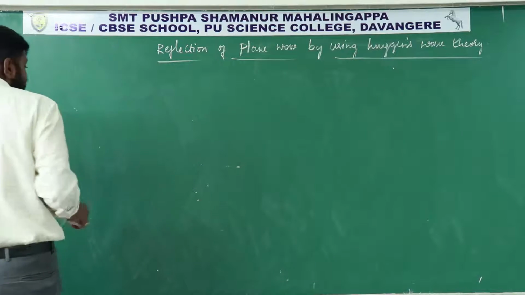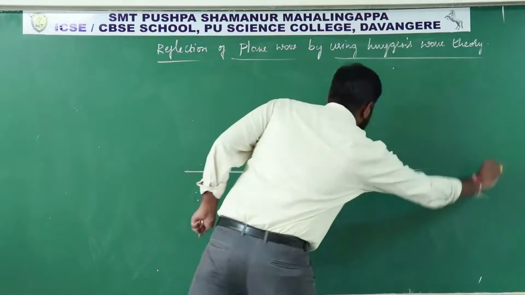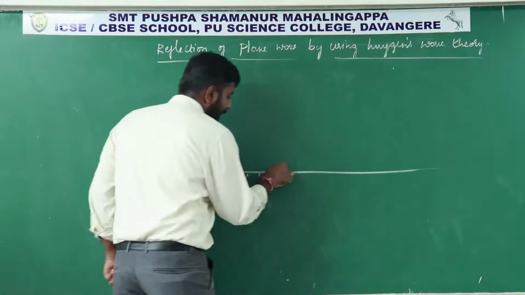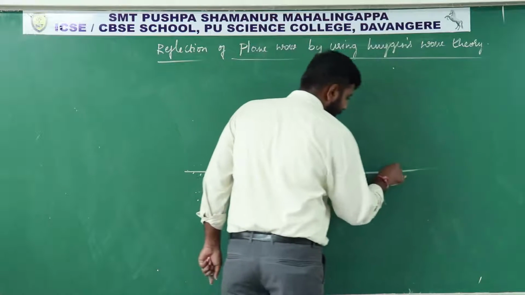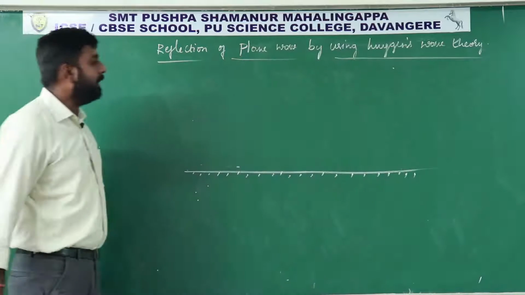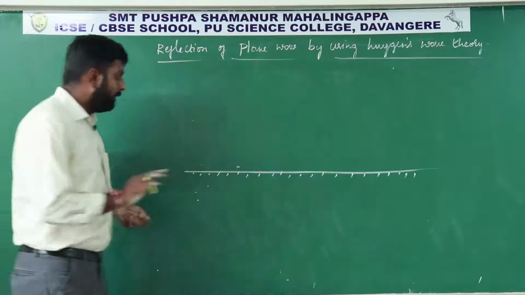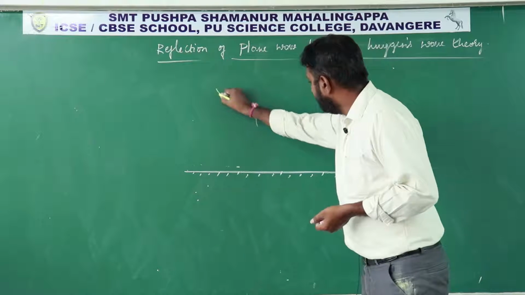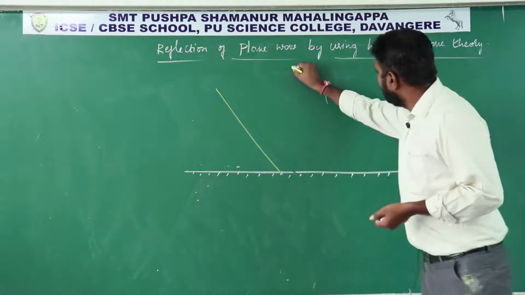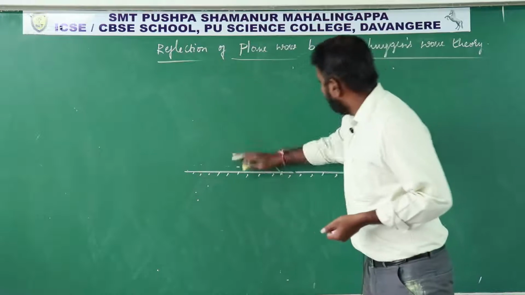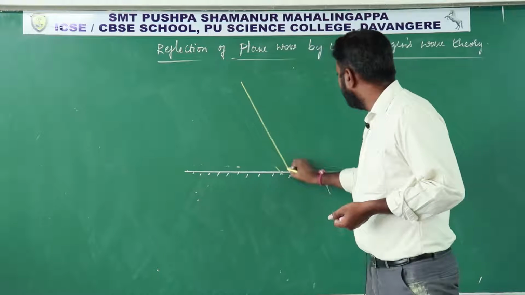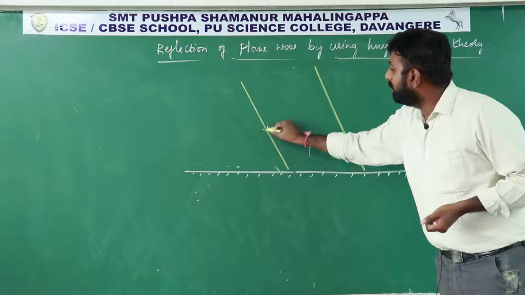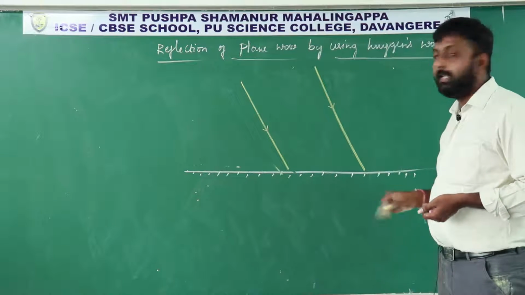So consider a reflecting surface. Previously you have studied refraction, hence you have considered a refracting surface. Now consider a reflecting surface. On this reflecting surface, a plane wavefront is incident. So just now I explained how to draw a plane wavefront.